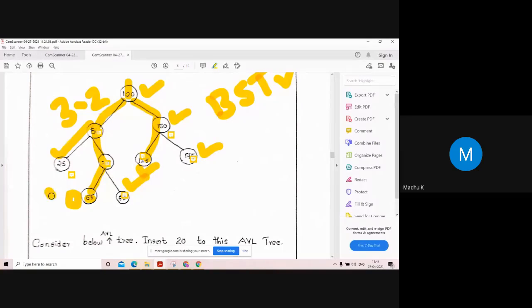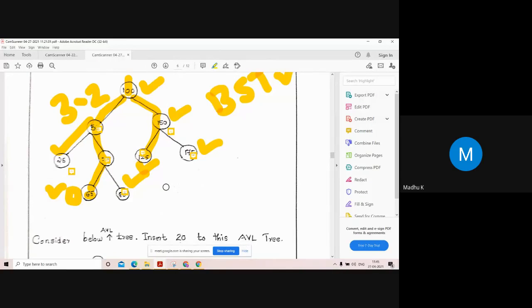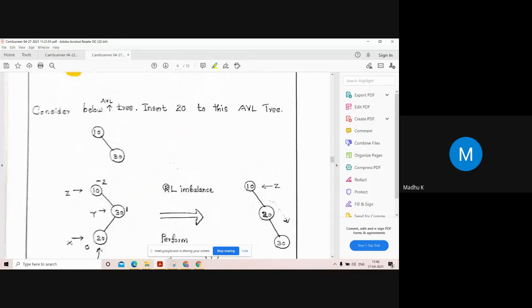If there exists some node that does not satisfy the balancing factor value, then we should do rebalancing. Now let us check that situation. For example, consider the below AVL tree. It's a very simple case. For example, this is a tree with 10 and 30. Now insert 20. Is this an AVL tree?